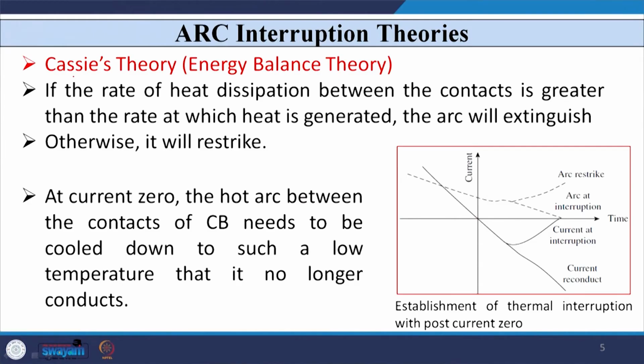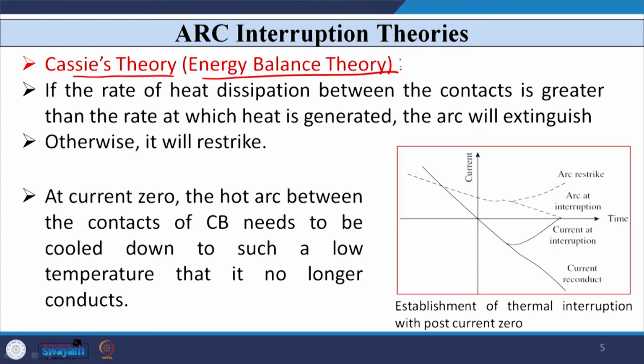This is very important as far as this arc interruption theory based on the low resistance arc interruption principle is concerned. Now, let us consider the second type of theory, that is given by Cassie. This theory is also known as the energy balance theory. In this case, if the rate at which heat is dissipated across the contact of the circuit breaker is greater than the rate at which heat is generated, then the arc is going to be extinguished, otherwise the arc restrikes.